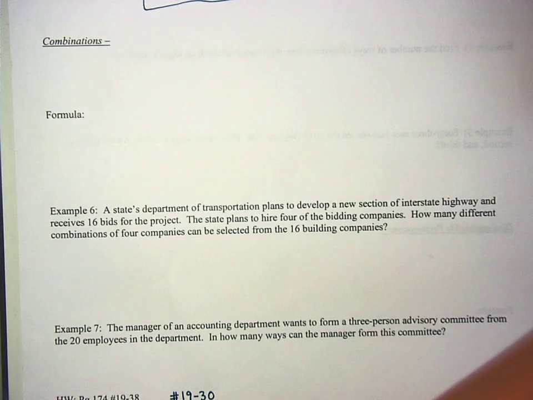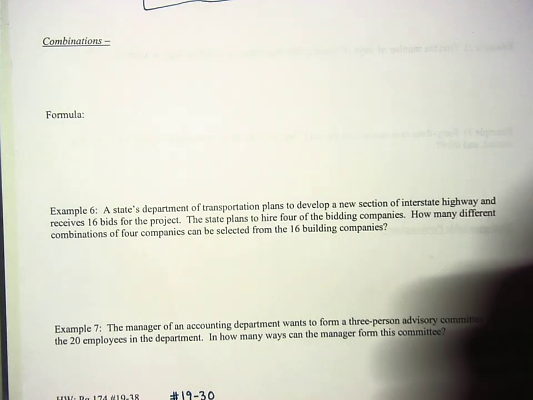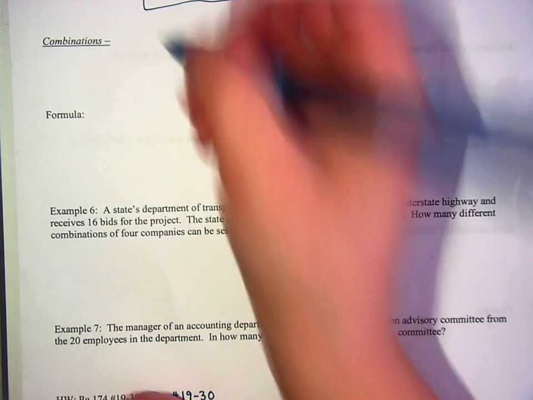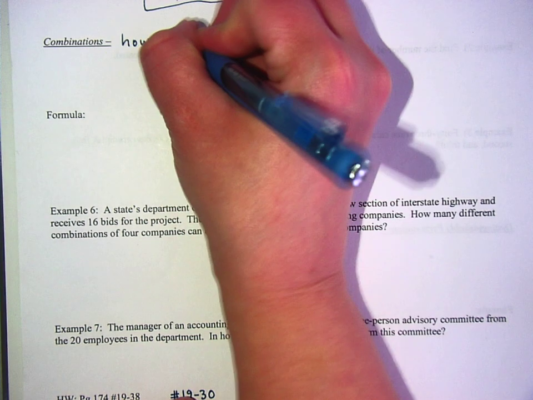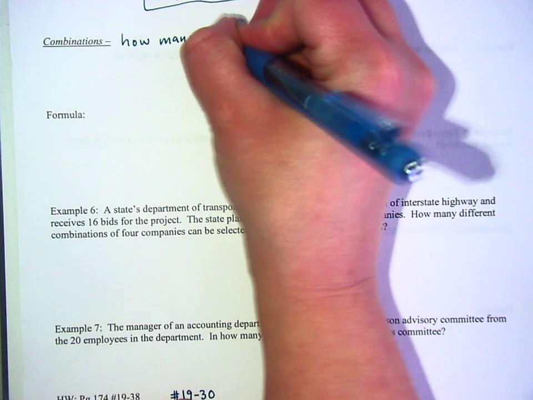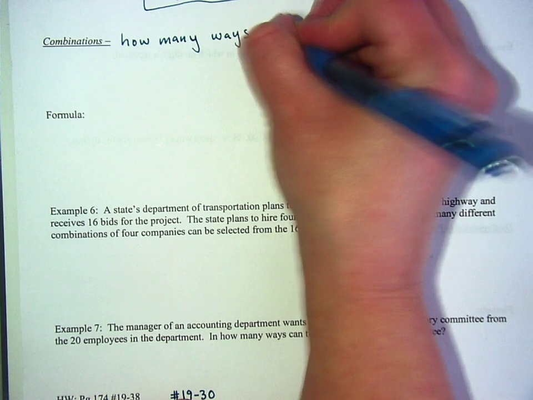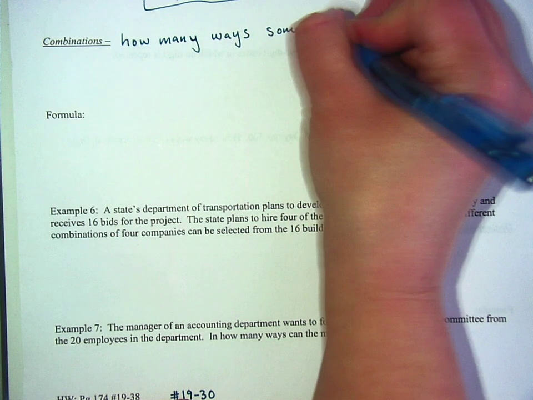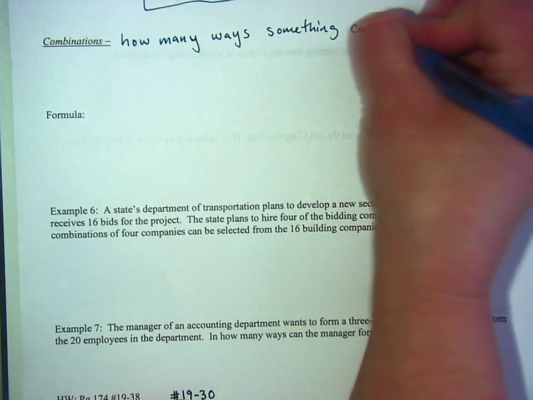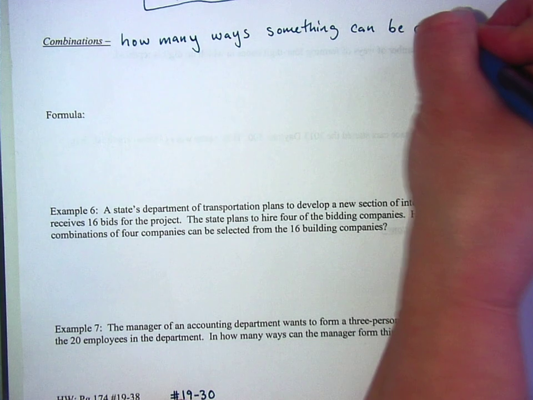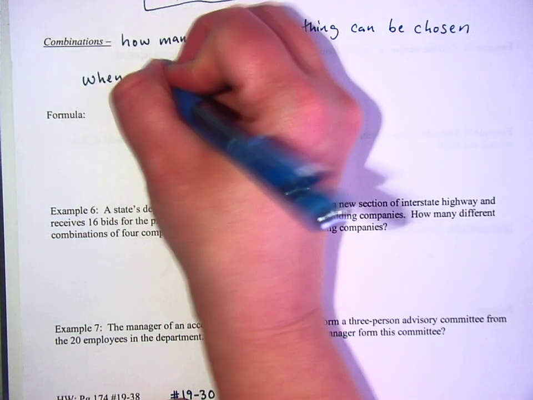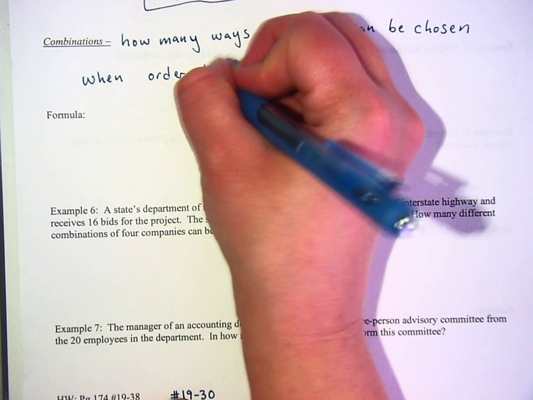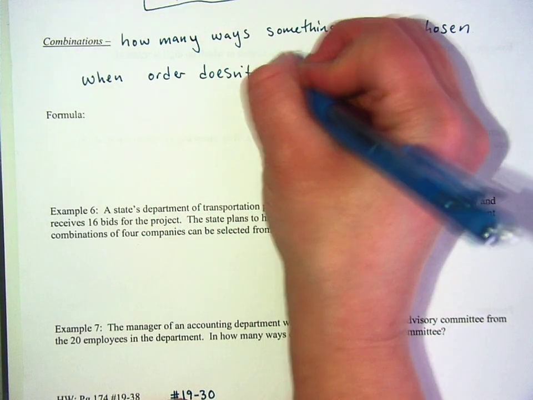Okay. So we're going to start with what a combination is. A combination is how many ways something can be chosen when order doesn't matter.